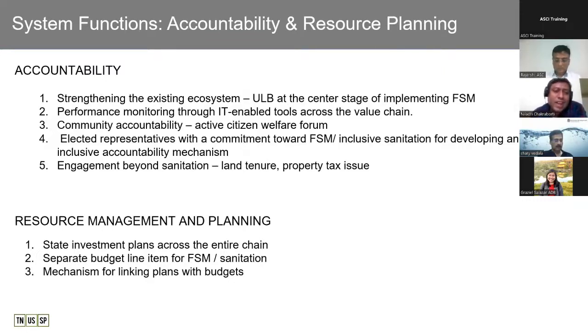On the resource management side, I want to mention the Tamil Nadu government has a state resource plan, but that is targeting mostly the treatment side. We are now working with them so that there is some resource planning along the value chain, not just the treatment. A separate budget line item for FSM: other cities have managed a great job, but here we are still struggling at one level. And plan and budget linkages we also find quite lacking, so that is one more piece of work we are doing with them. Next slide.